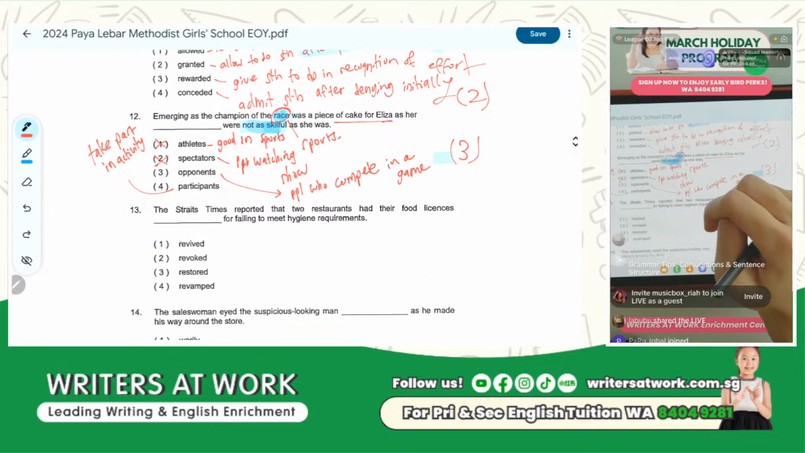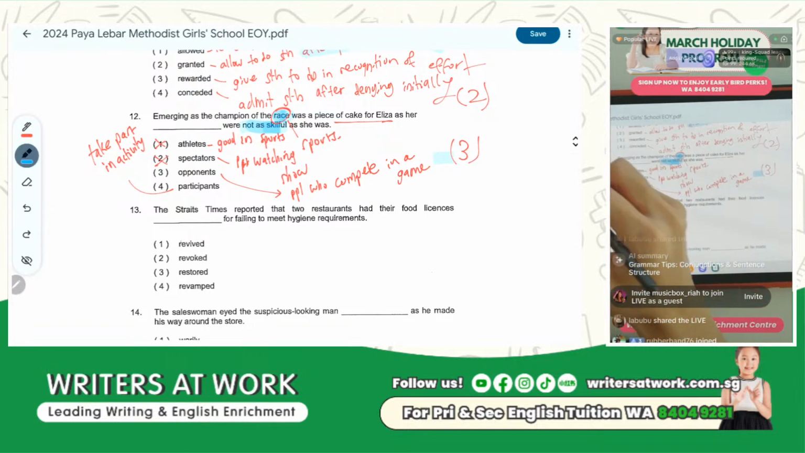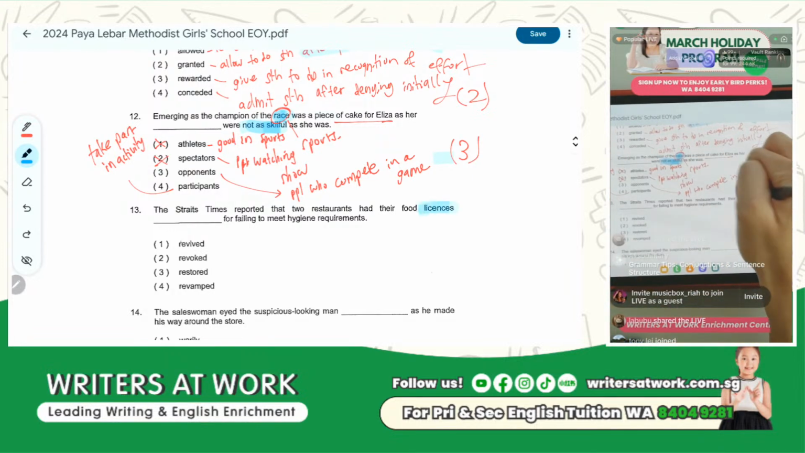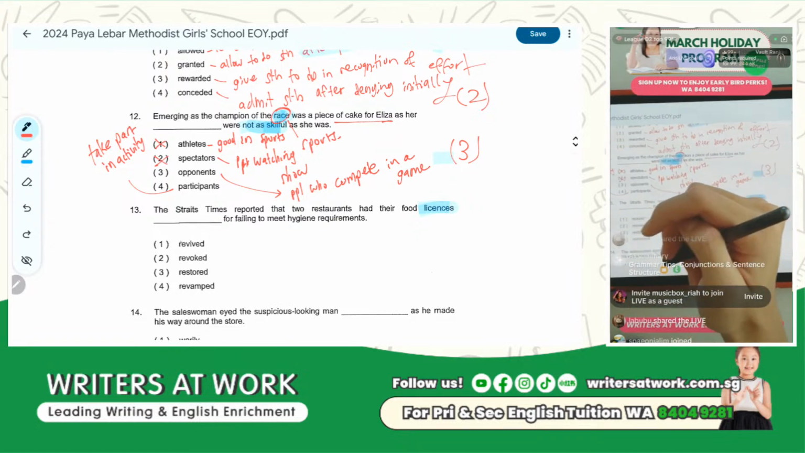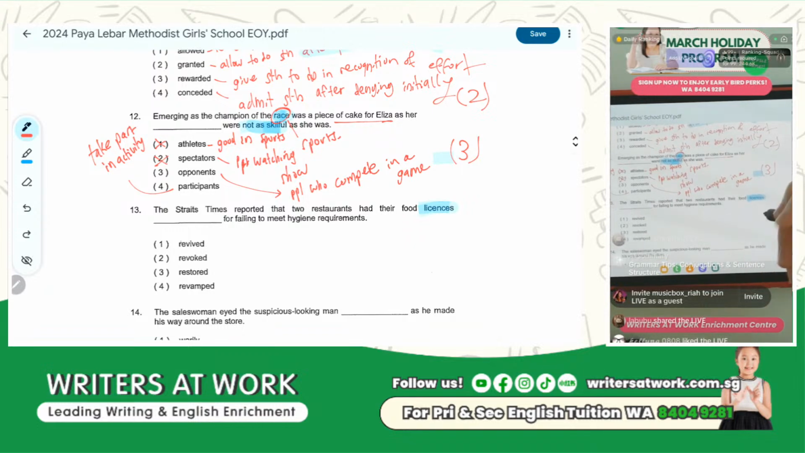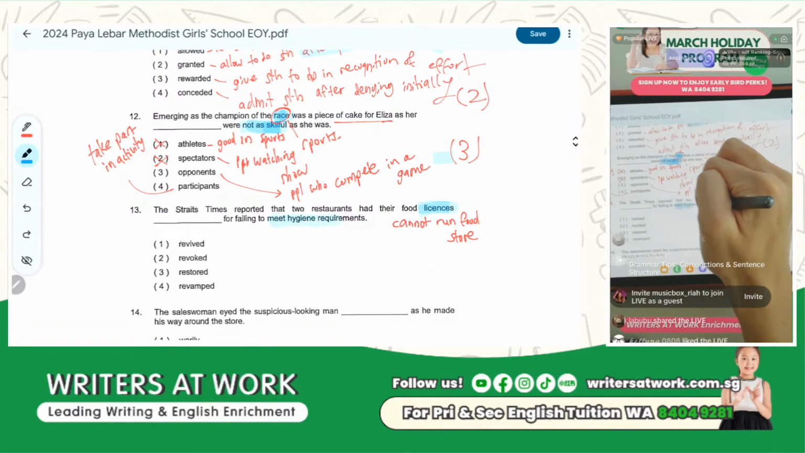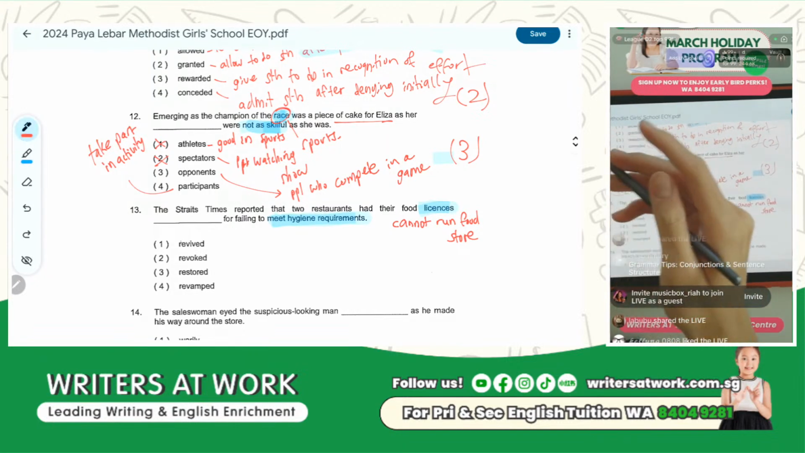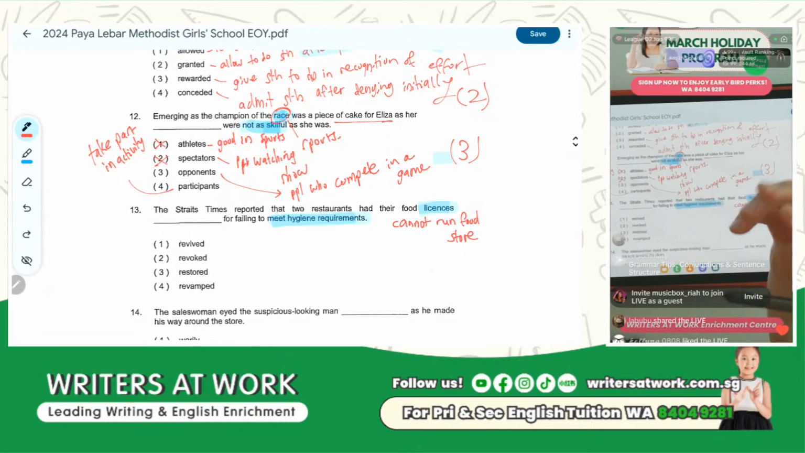Okay, moving on to question 13 now. The Straits Times reported that 2 restaurants had their food licenses dashed for failing to meet hygiene requirements. Over here we are looking at how the license, which basically means an approval, was dashed. That means they cannot run the food store already for whatever reason. And they elaborate further by saying that the restaurant never met the hygiene requirement, so probably it's very dirty. Maybe there are cockroaches in the kitchen.